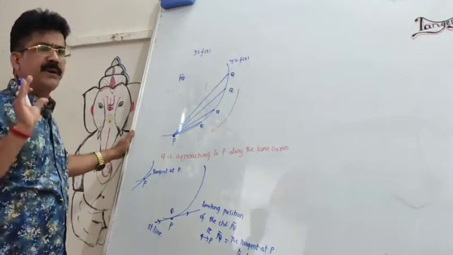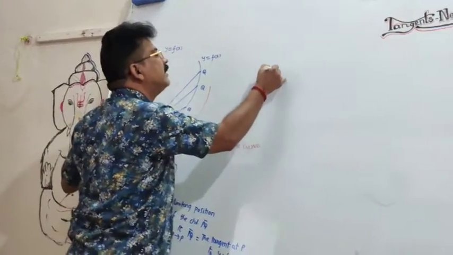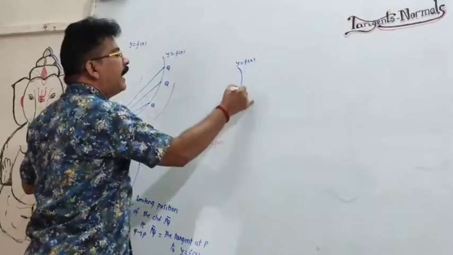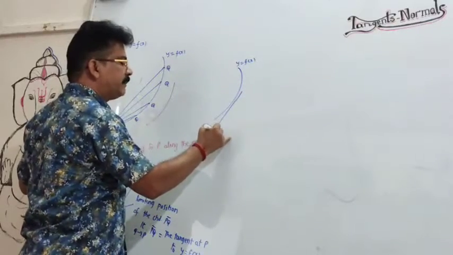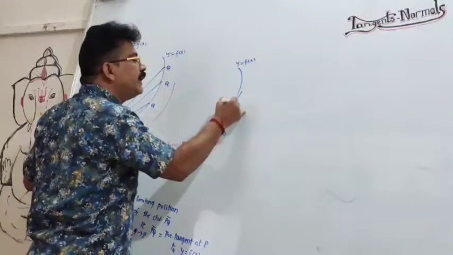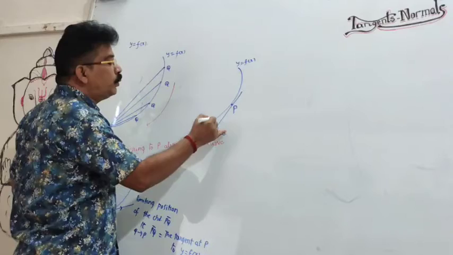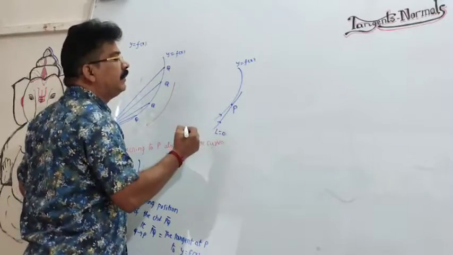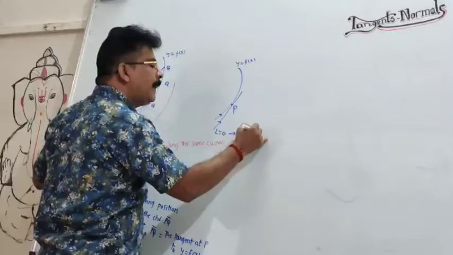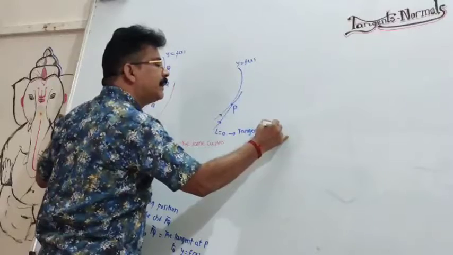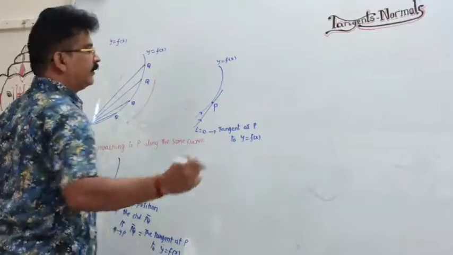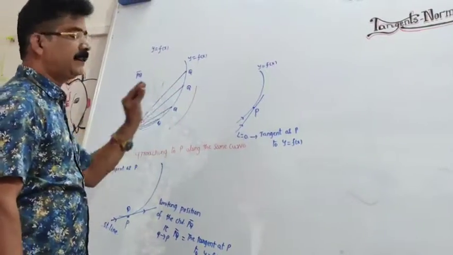Another simple definition is there. Suppose y is equal to f of x is a given curve, and suppose capital L is equal to 0 is a given line. If there exists only one point in common for both the straight line and the curve, then this line is called the tangent at capital P to the curve y is equal to f of x. This is the simple definition of the tangent.